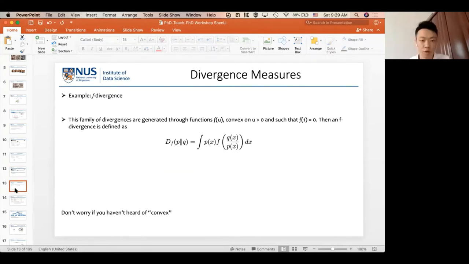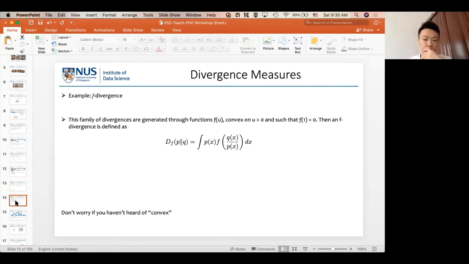Okay, if not, we continue with one example, which is called the f-divergence. This f-divergence includes a broad family of divergences. The formal definition is that this family of divergences is generated through a function f of u, which is convex on the interval u larger than zero, and such that f of 1 is always equal to zero. Then the f-divergence between any two distributions p and q is defined as the integral of p of x times f of the ratio between q and p, dx.